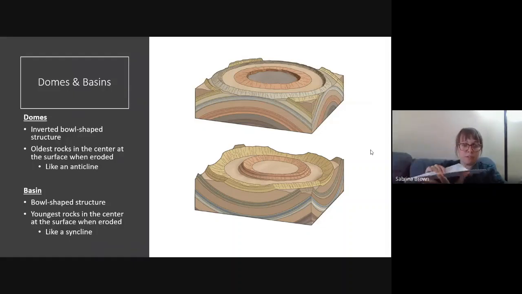Similarly, basins, bowl-shaped structure, right? Like you would usually hold your cereal bowl, where it's very similar to a syncline, where the youngest rocks are in the center, the oldest rocks are on the outside. So we have folds, and remember that our folds are associated with our ductile deformation. We have those 5 different types of folds that we just went through. We have monoclines, anticlines, synclines, domes, and basins.